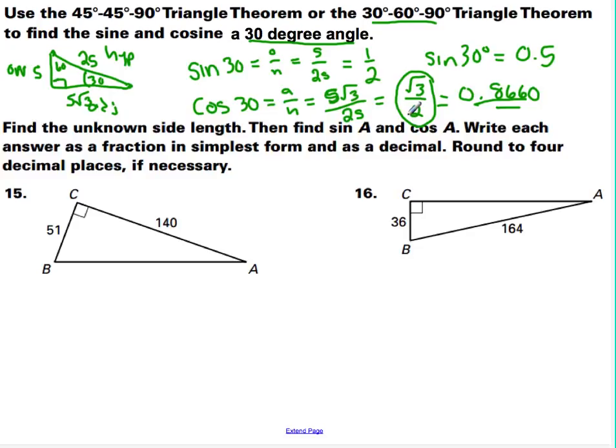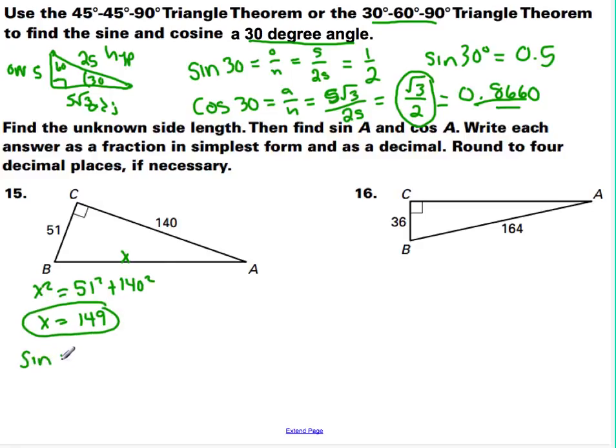It says find the unknown side length, then find the sine of A and the cosine of A. Write each answer as a fraction in simplest form and as a decimal, rounded to 4 decimal places if necessary. So the idea here is that we'll need to find this side. We'll just call this x. Because it's a right triangle, we can use the Pythagorean theorem. This is our hypotenuse, so x squared equals 51 squared plus 140 squared. Putting that in my calculator and taking the square root, I get x to be exactly 149. So that's finding x.